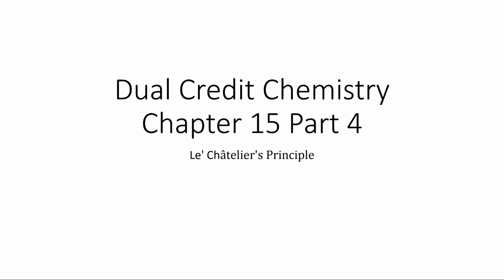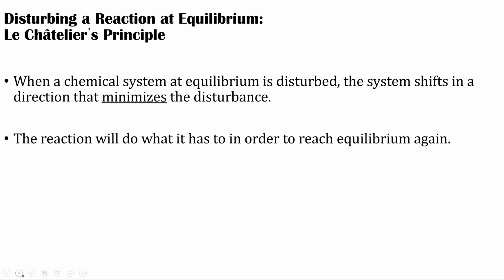All right, guys, so this is chapter 15, part 4. Disturbing a reaction equilibrium. So this is Le Chatelier's principle, okay? And it basically says when a chemical system is at equilibrium and it gets disturbed, the system shifts in a direction that minimizes the disturbance. And so the reaction has to get back to equilibrium. It's going to do whatever it has to do that.